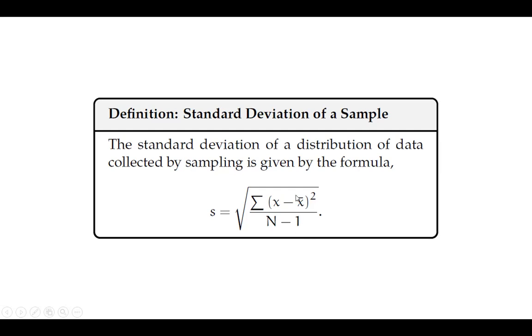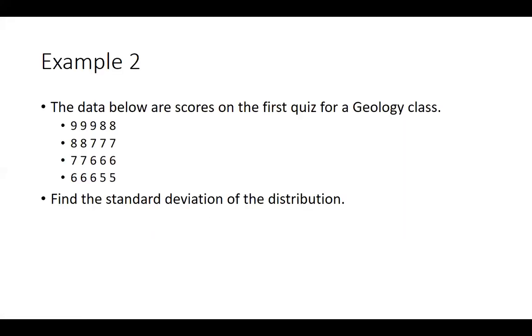How did we find all that? We did a row for each x, and then we subtracted the mean x bar from each of those, and then we squared each of those, and then we took the sum of all of those. Then we divided by n minus 1, and we took the square root. It's a very complicated formula, but as long as we follow the same thing every time, we can arrive at the correct answer.